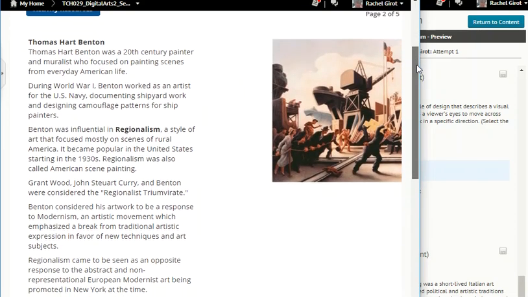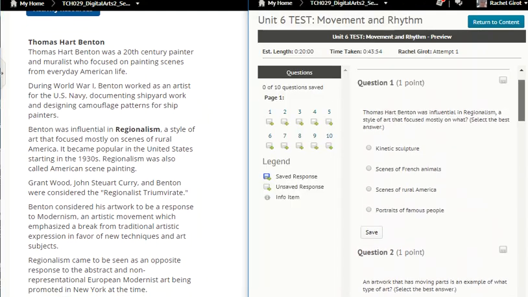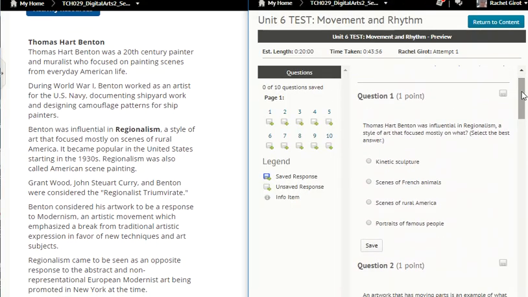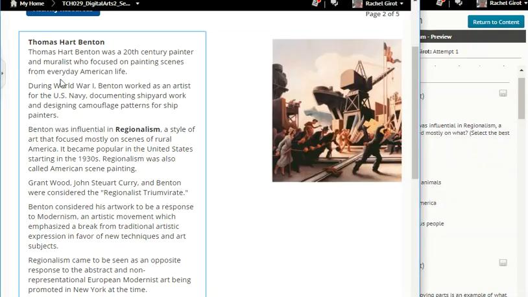Thomas Hart Benton. I know that's one of our questions, right up at the top. Here we go. Influential in regionalism, a style of art that focused mostly on what? Kinetic? Scenes of French animals? Scenes of rural America? Or portraits of famous people? Let's find out. 20th century painter and muralist who focused on painting scenes from everyday American life.